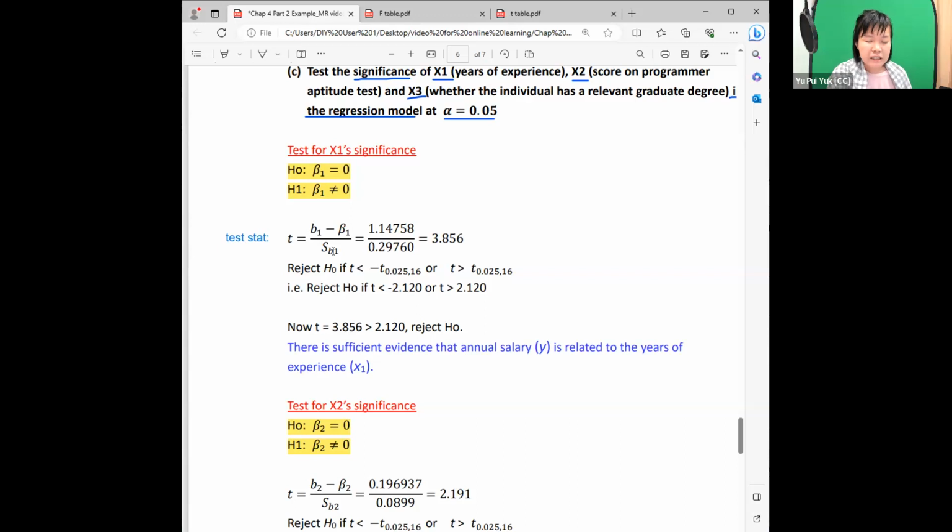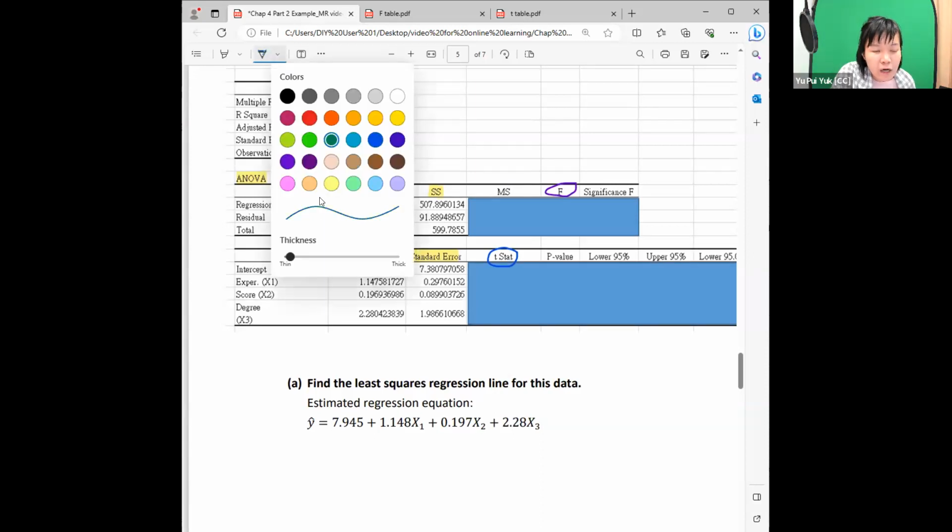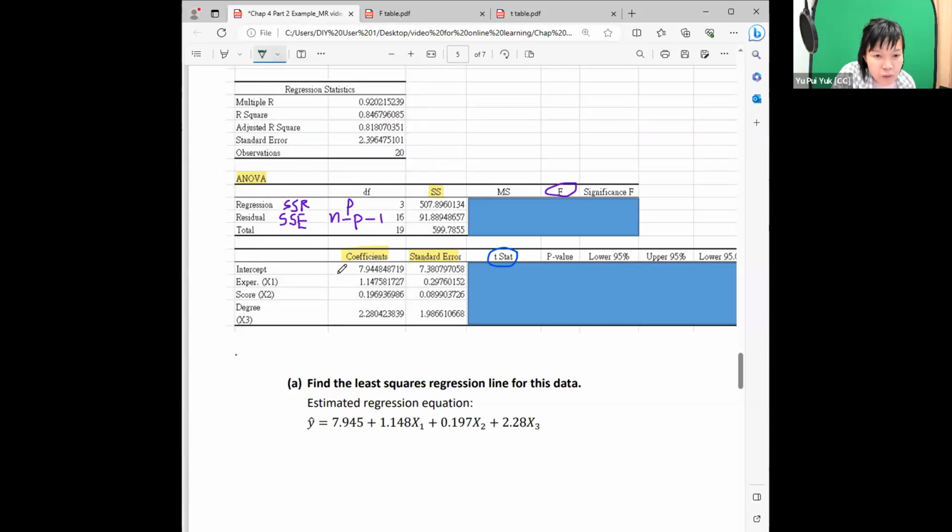So in the Excel output, this is the b1. Let me just write down. Coefficients of x1, so this is b1, the sample slope. Coefficients of x2, that is b2, the sample slope or sample coefficient of x2. And coefficients of x3, that is this one, we highlight below. This is b3.